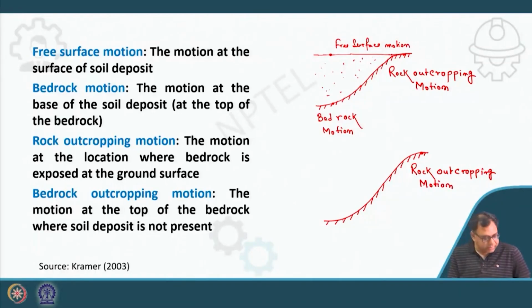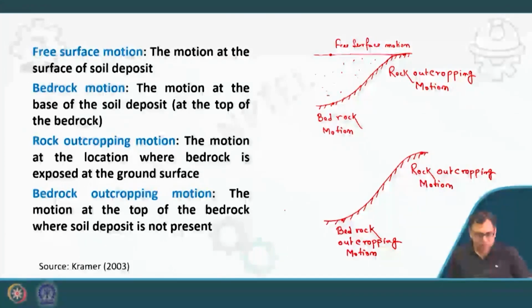But now here it is the bedrock outcropping motion. Here the soil deposit is not present. So, these are the different types of motion: free surface motion, bedrock motion, rock outcropping motion, bedrock outcropping motion.